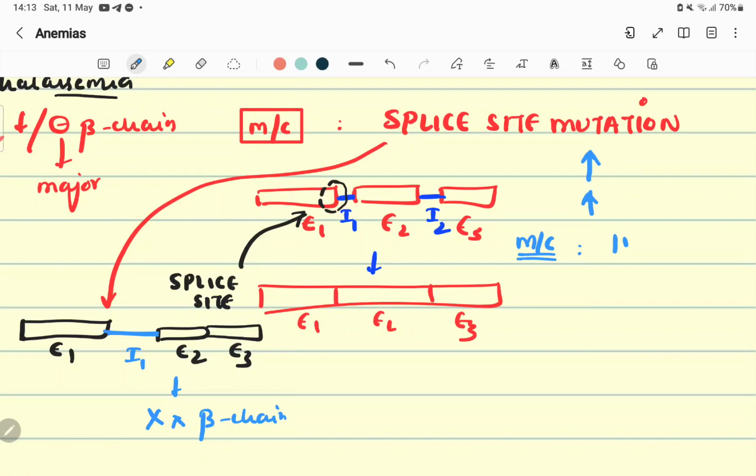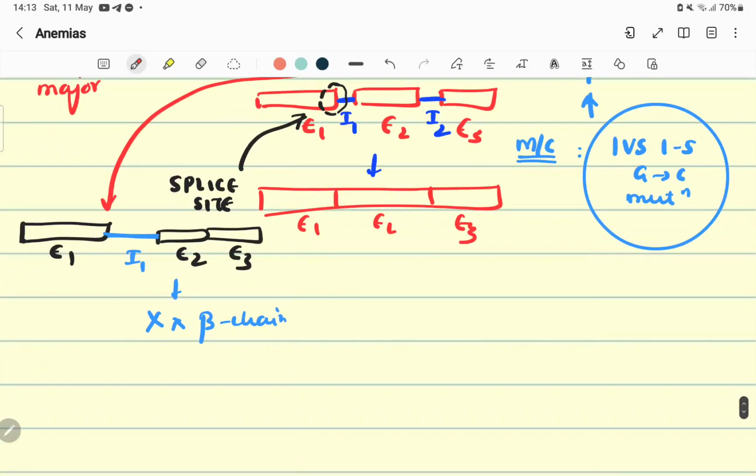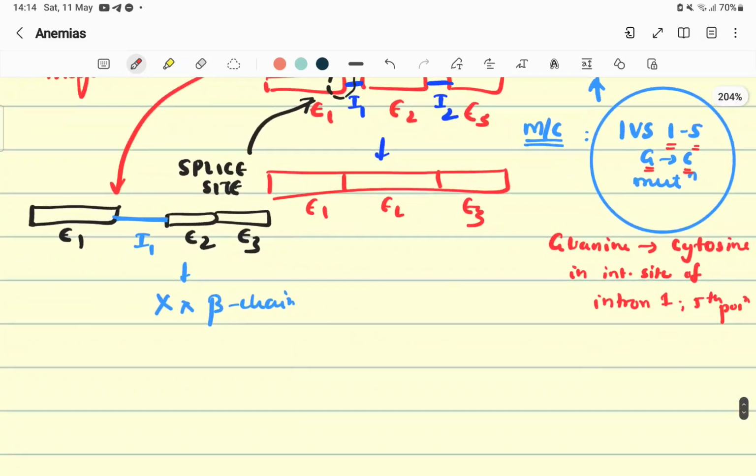The most common mutation is known as the IVS 1-5 G to C mutation, a guanine to cytosine mutation in intron 1, at the fifth position. Intron 1, fifth position, guanine to cytosine. This is the most common mutation.